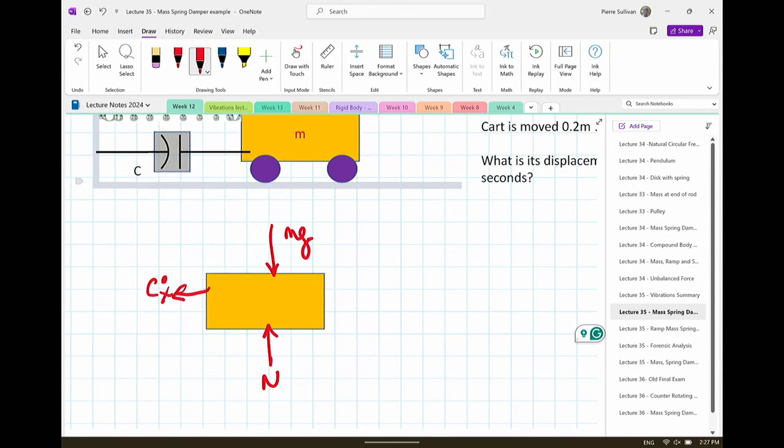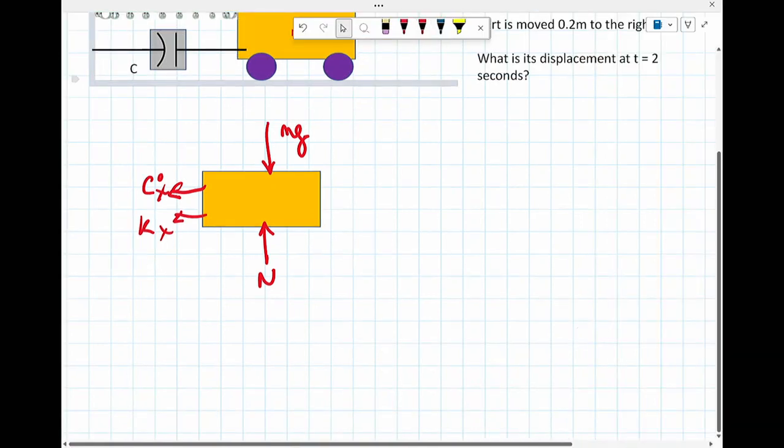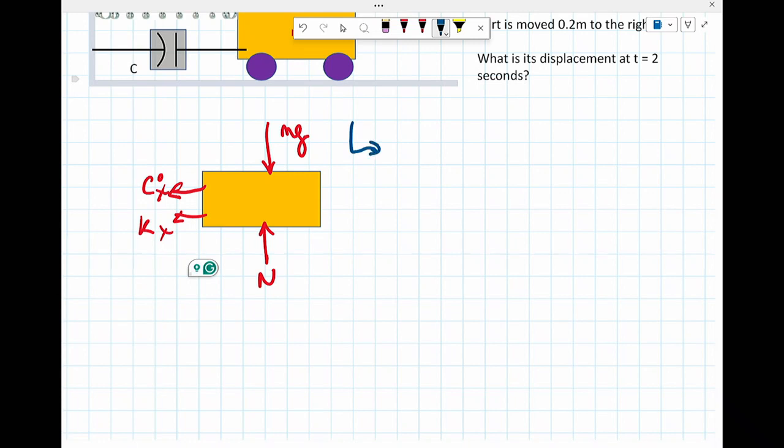Every time you do these, you have to write them in a certain way. And you have to make sure that the final equation that you get out of this is going to be positive. So I have weight, I have normal, I have the spring constant, I have the viscous damping. I have a particle, so life is easy.